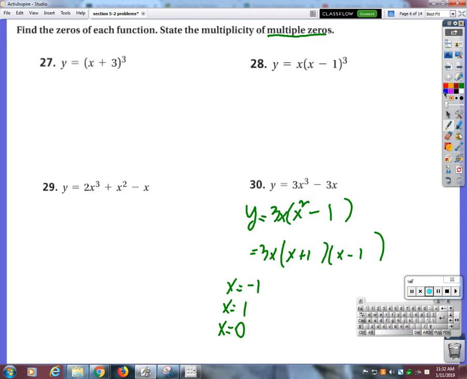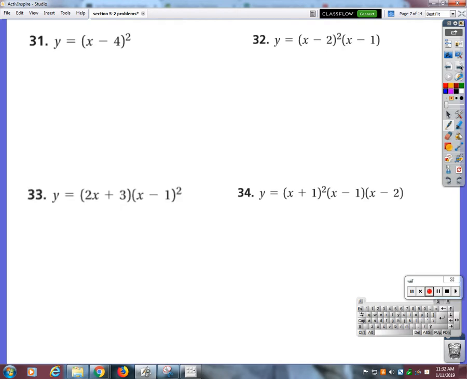32. Okay, this is already factored for us. It's factored into 2 pieces. So I have 2 answers. What are the 2 answers? Positive 2 and positive 1. Since this factor is being raised to the second power, that means it is a multiplicity of 2. That one is just being raised to the first power, so it's just multiplicity 1. Okay? Yep, those are easy. Anything else?